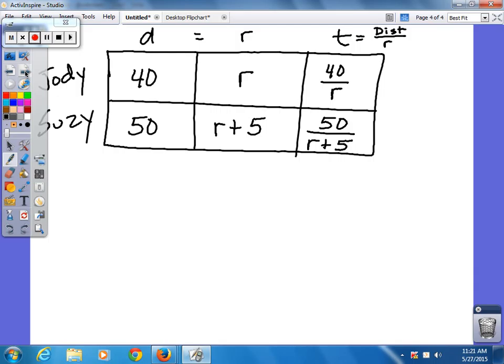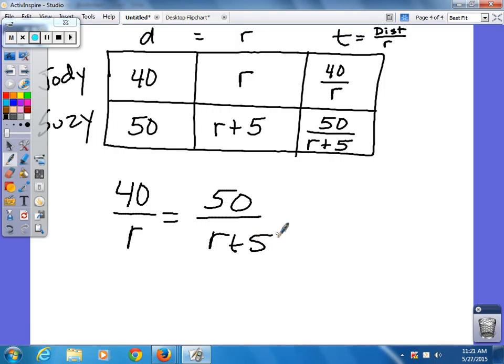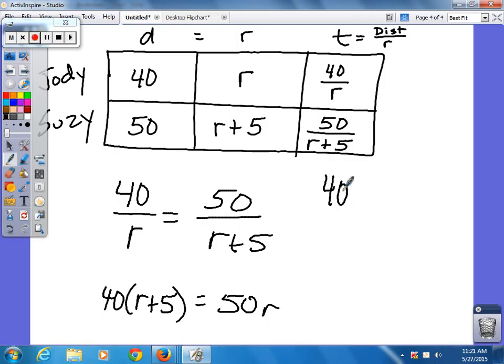So, 40 over r is equal to 50 over r plus 5. So, what's missing here? R plus 5. So 40 times r plus 5. What's missing here? R. 50r. So that's going to be 40r plus 200 is equal to 50r.